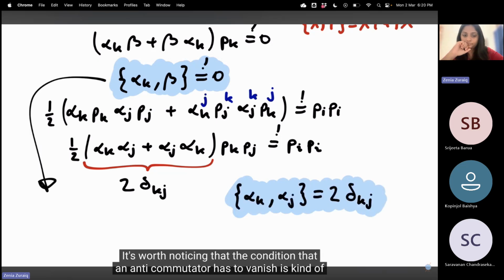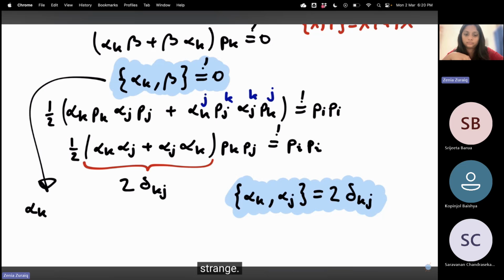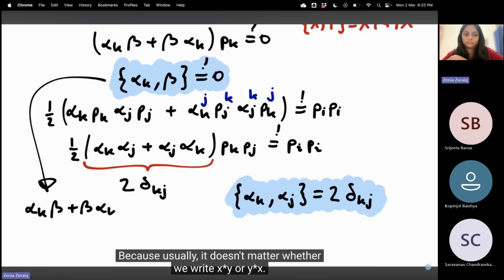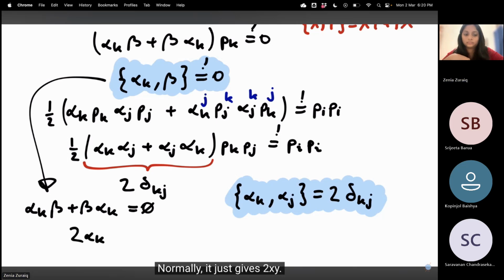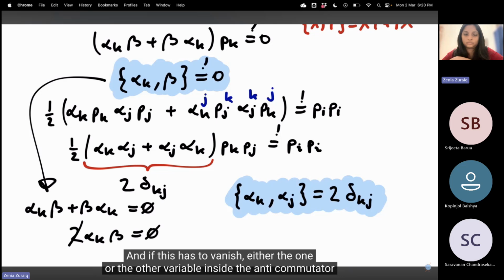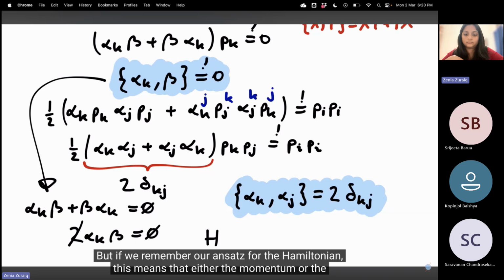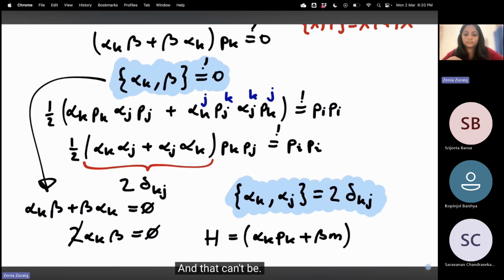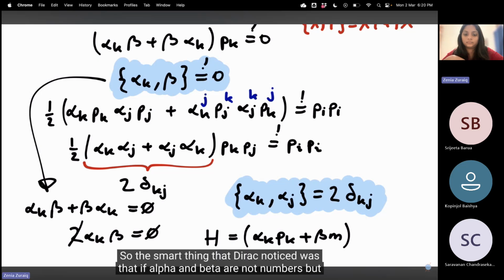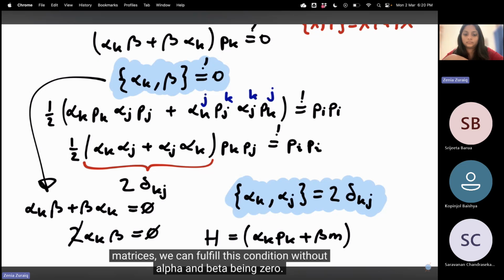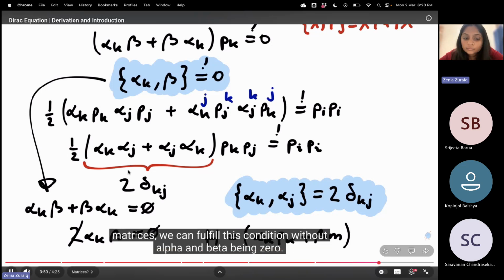It's worth noticing that the condition that an anti-commutator has to vanish is kind of strange, because usually it doesn't matter if we write x times y or y times x. Normally it just gives 2xy. And if this has to vanish, either one or the other variable inside the anti-commutator has to vanish. But if we remember our ansatz for the Hamiltonian, this means that either the momentum or the mass drops out, and that can't be. So the smart thing that Dirac noticed was that if alpha and beta are not numbers but matrices, we can fulfill this condition without alpha and beta being 0.